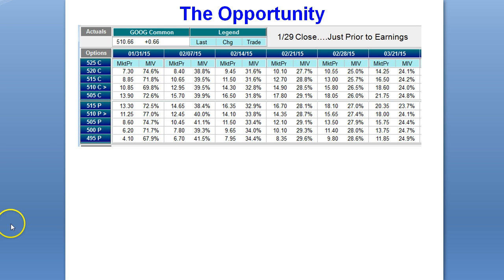I want you to take a look at this, because you'll notice that for the expiration on 1/31 right here, take a look at these implied volatilities. Now this is just 2 days before the expiration here. The MIVs are much higher than the next day out. Do you see this? Excuse me, the next expiration.